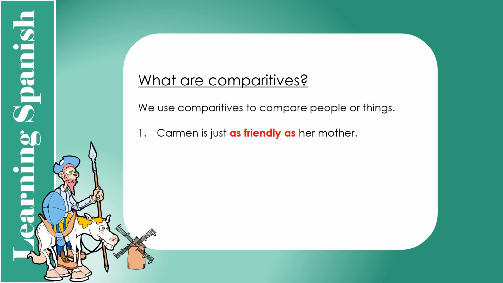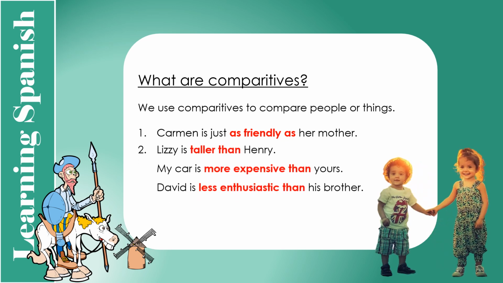The second degree is the comparative one. Lizzie is taller than Henry, my car is more expensive than yours, and David is less enthusiastic than his brother. These sentences compare two things to show which has the lesser or greater degree of the quality.